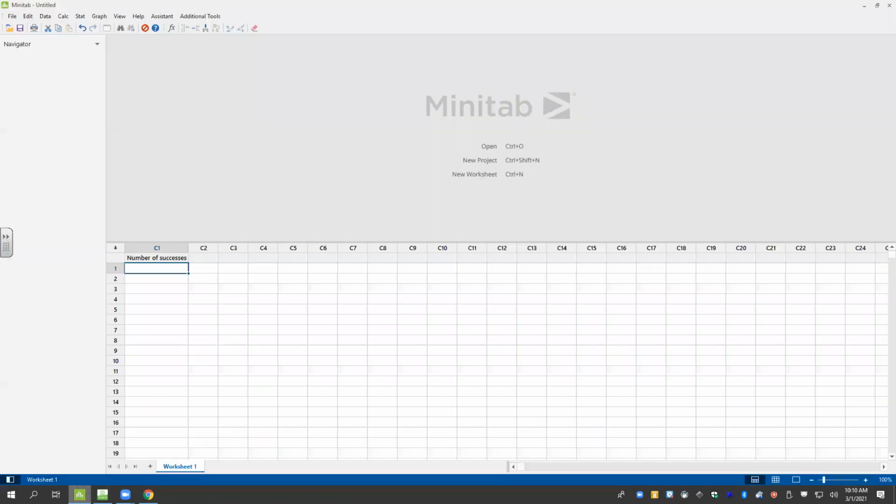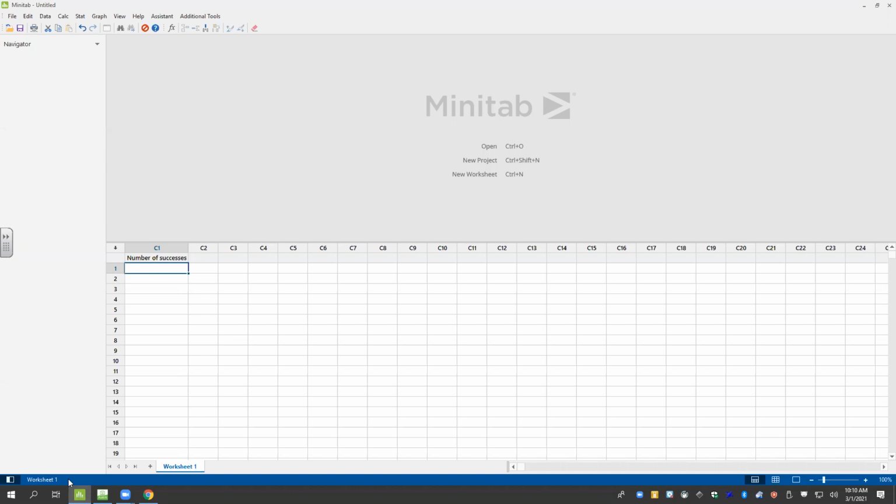Okay, so the first thing we have to do is think about the number of successes we could have. Think about how many of those 10 questions you could get correct. I could get 10, 9, 8, 7, 6, 5, 4, 3, 2, 1, or none.